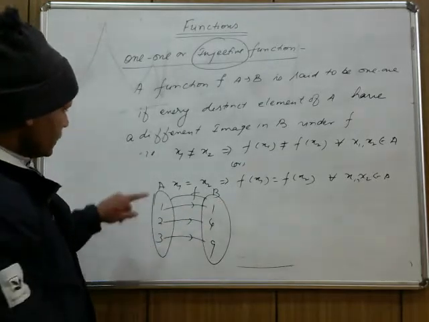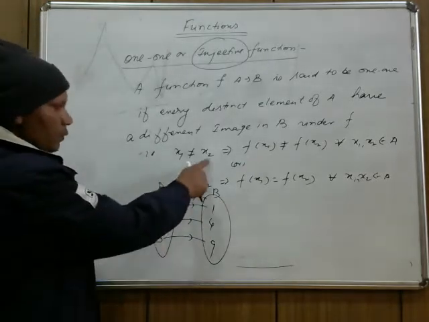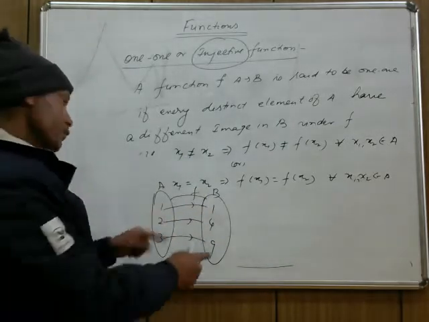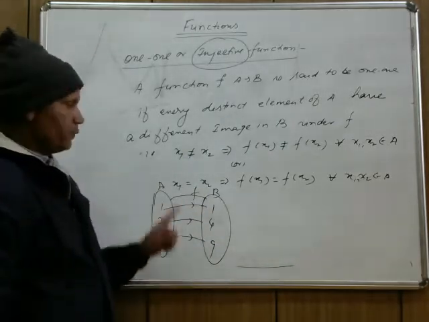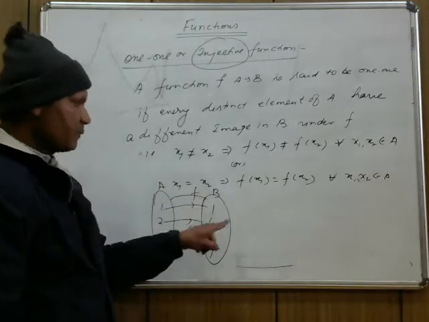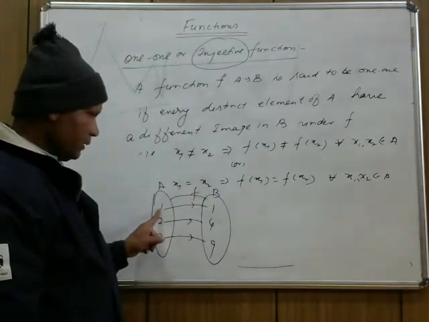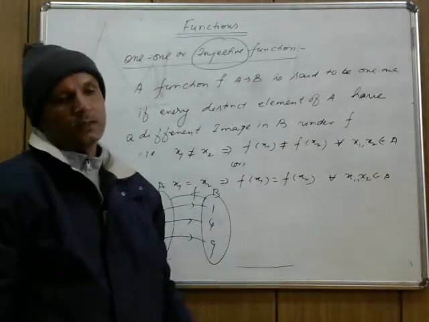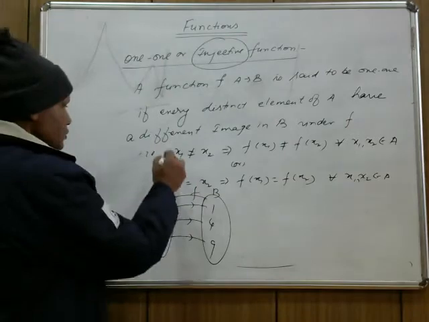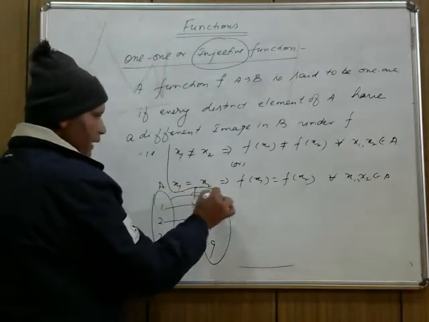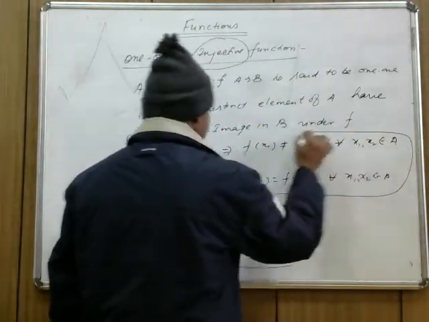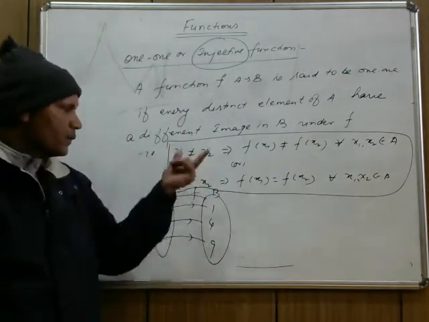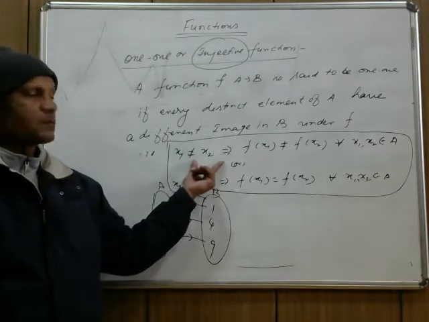And that's why, see, if x1 and x2 are not equal, then their f images are also not equal. And if x1 and x2 are equal, then their f images will also be equal. 1 is equal to 1, therefore f of 1 and f of 1 will also be equal. That's why these two lines you have to remember while you check whether the given function is 1-1 or not, you must have a very clear concept of this part.